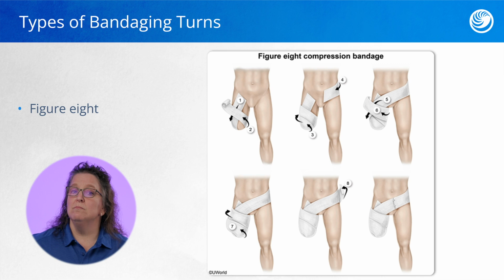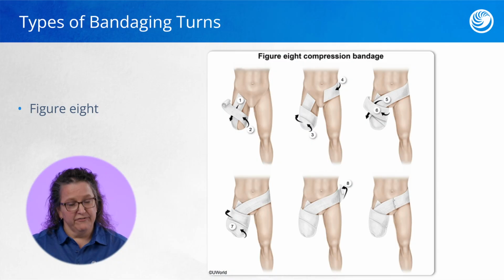This supports or immobilizes an area of injury. This is oftentimes used on an elbow or a knee or an ankle. This type of bandaging starts with 2 circular turns. Then it goes above and below the affected joint in a figure 8 pattern. It finishes with 2 additional circular turns above the injured joint.